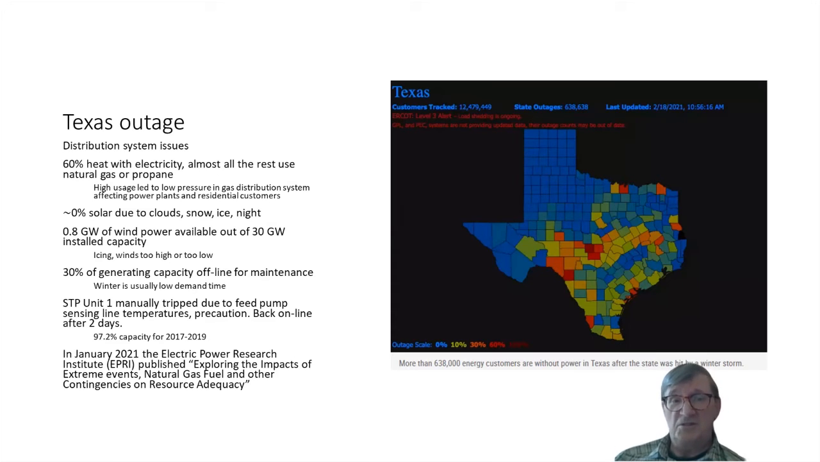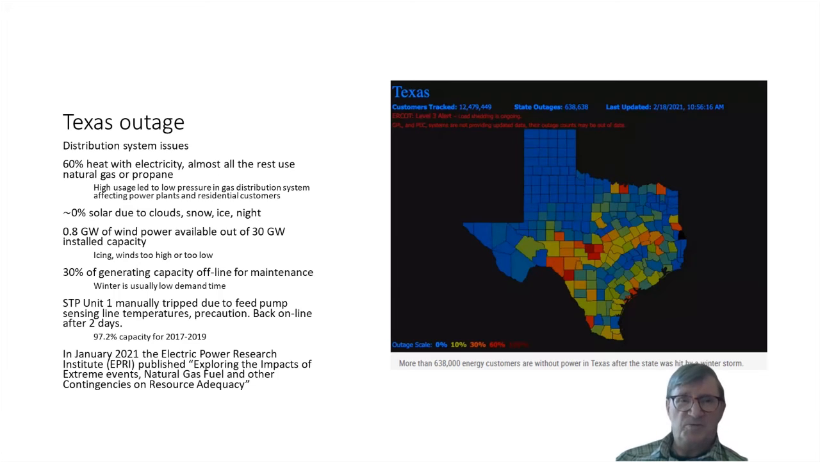The wind generation fell to less than a percent of its generating capacity, because it could have been at night when the wind wasn't blowing, or icing, and winds are too high when the fronts come through, so they had some issues there.